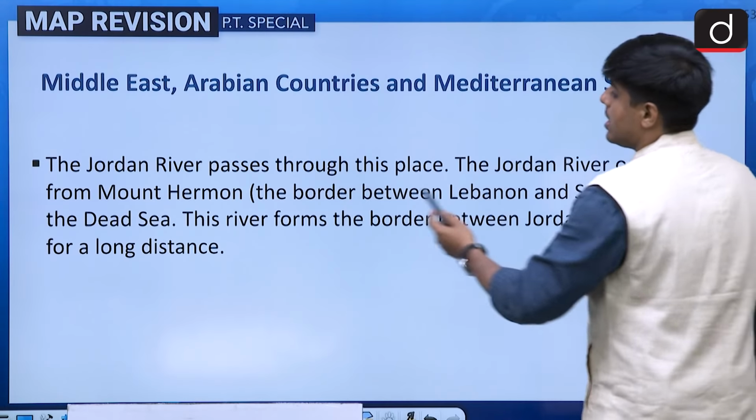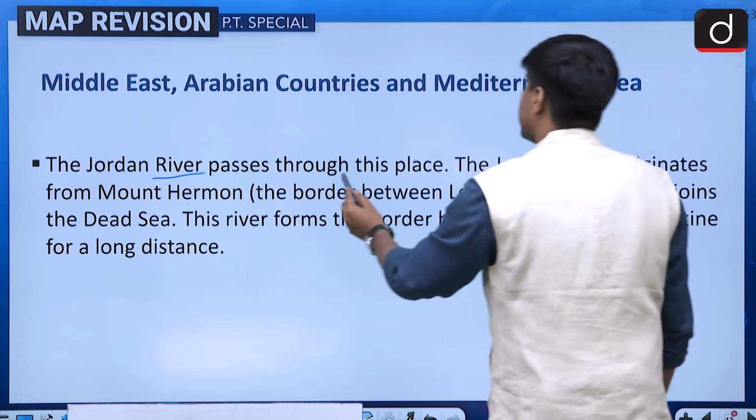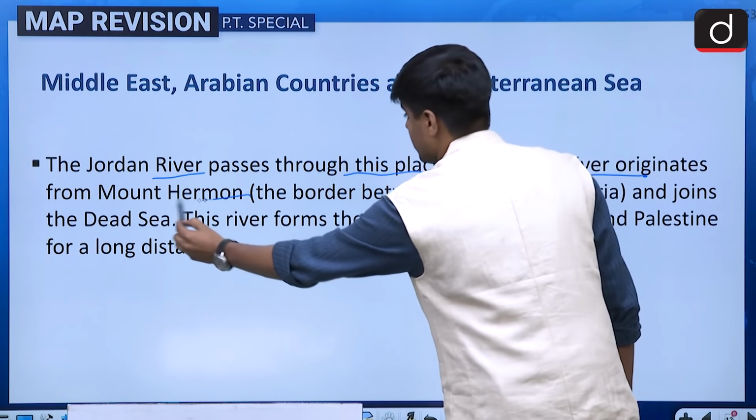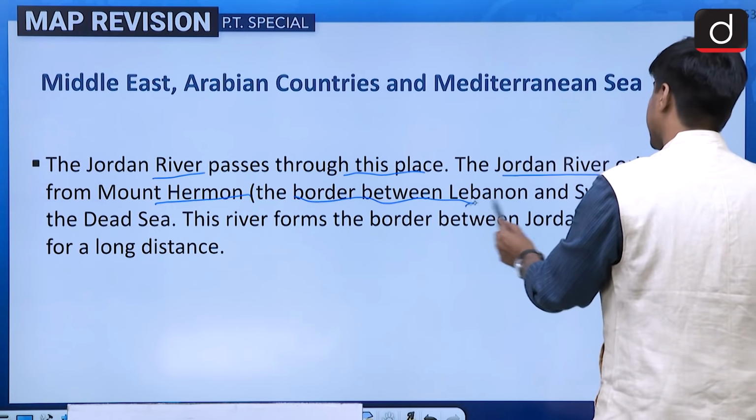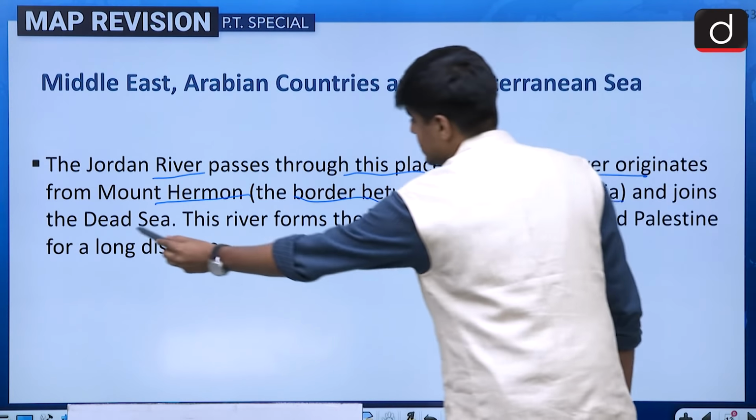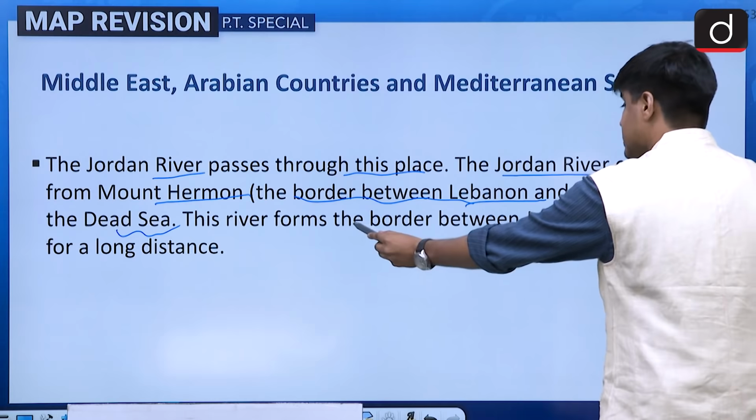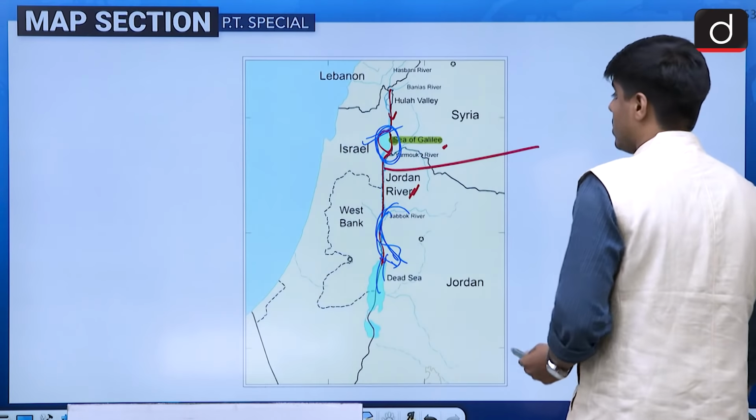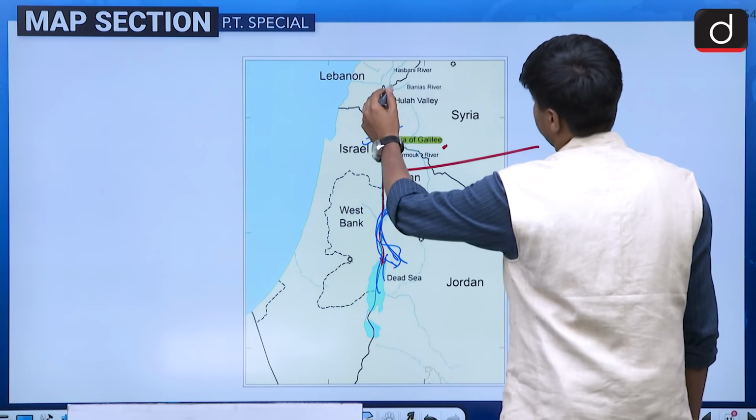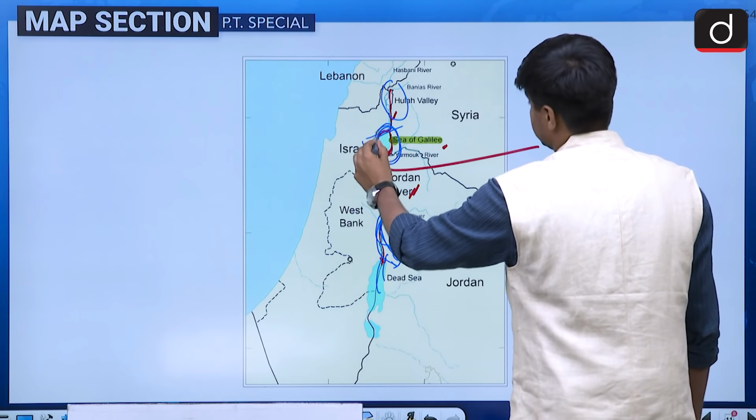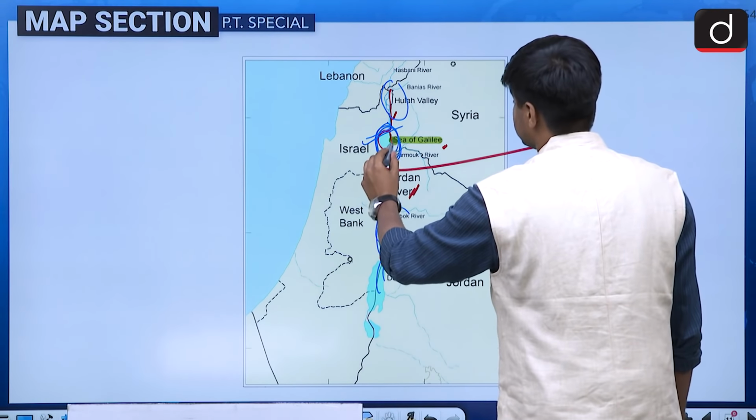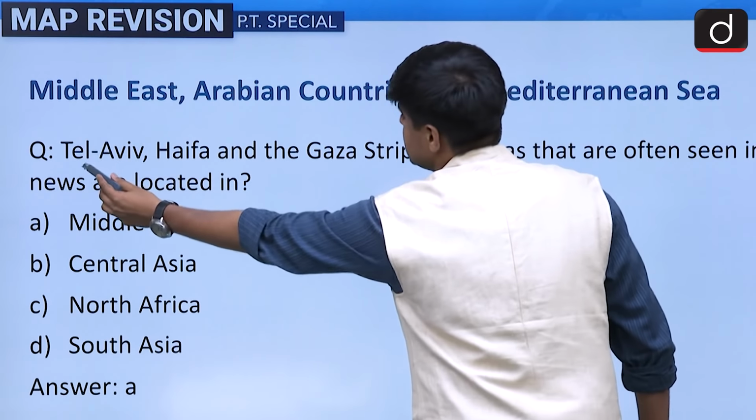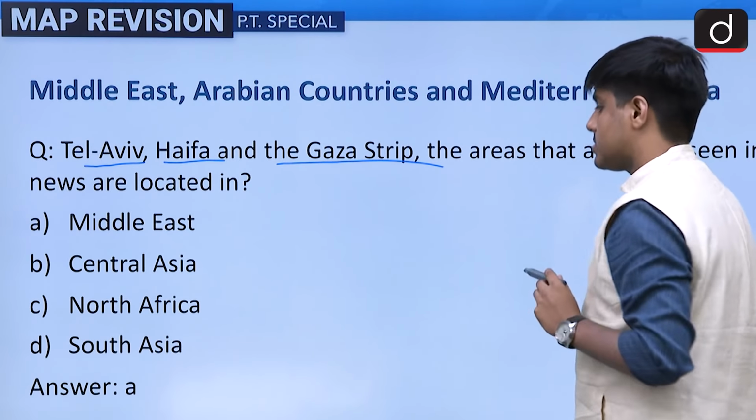Moving on further. The Jordan River passes through the Sea of Galilee. The Jordan River originates from Mount Hermon, which is located on the border between Lebanon and Syria, and joins the Dead Sea eventually. And this river forms the border between Jordan and Palestine for a long distance. Here we can see where it rises from, and it reaches the Sea of Galilee, and it forms the border.